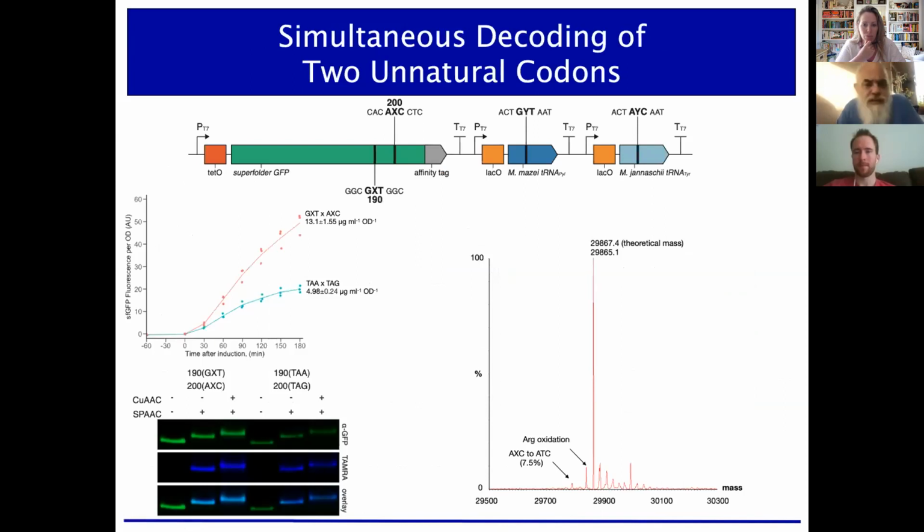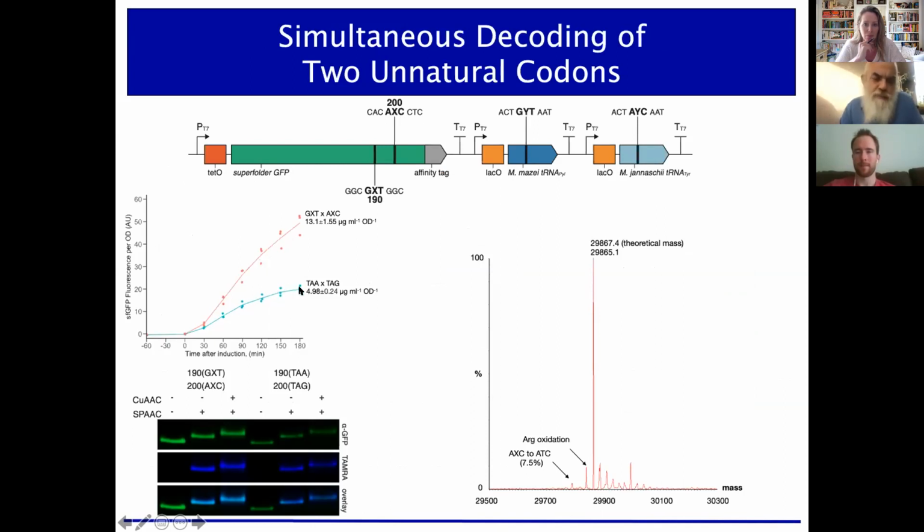And of course, what that allowed us to do was to prepare proteins that were double tagged by simultaneously decoding 2 unnatural codons. And so here is a GXT and an AXC encoded within the GFP, and we're now providing 2 orthogonal translation systems from Mazei and from Jannaschii. Those are the only 2 that are well validated and well known. Here's the growth relative to an amber ochre suppression.